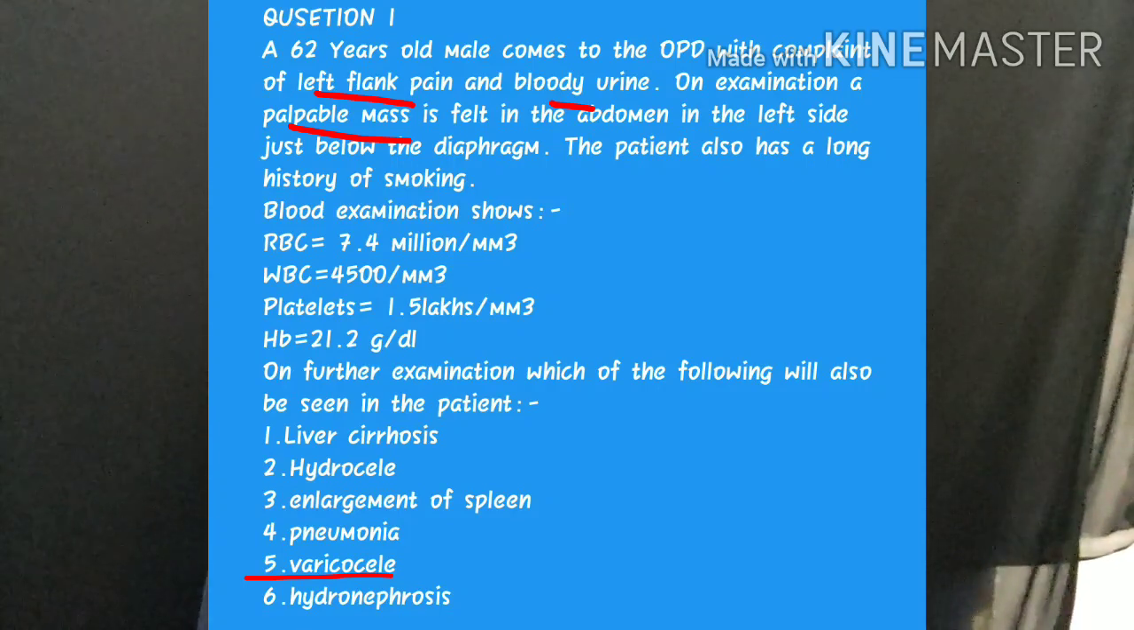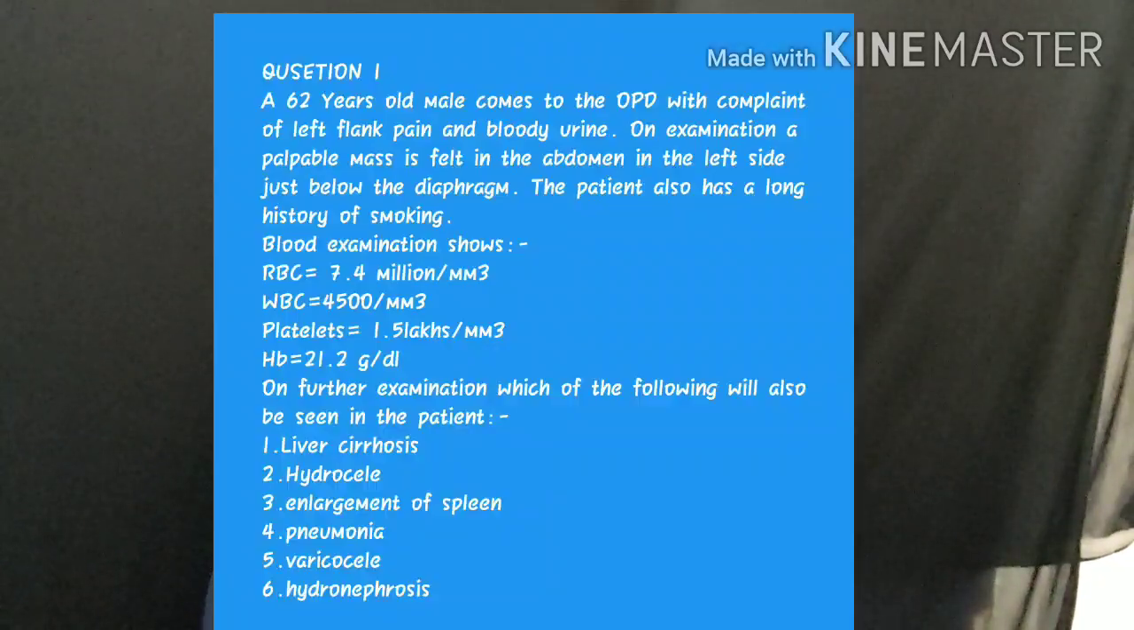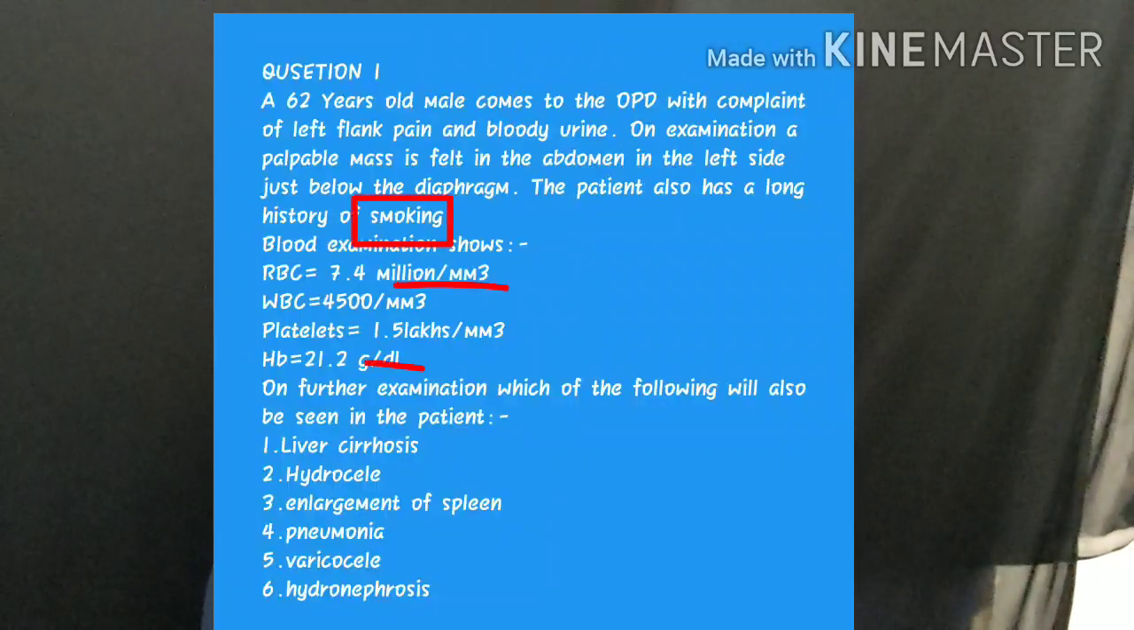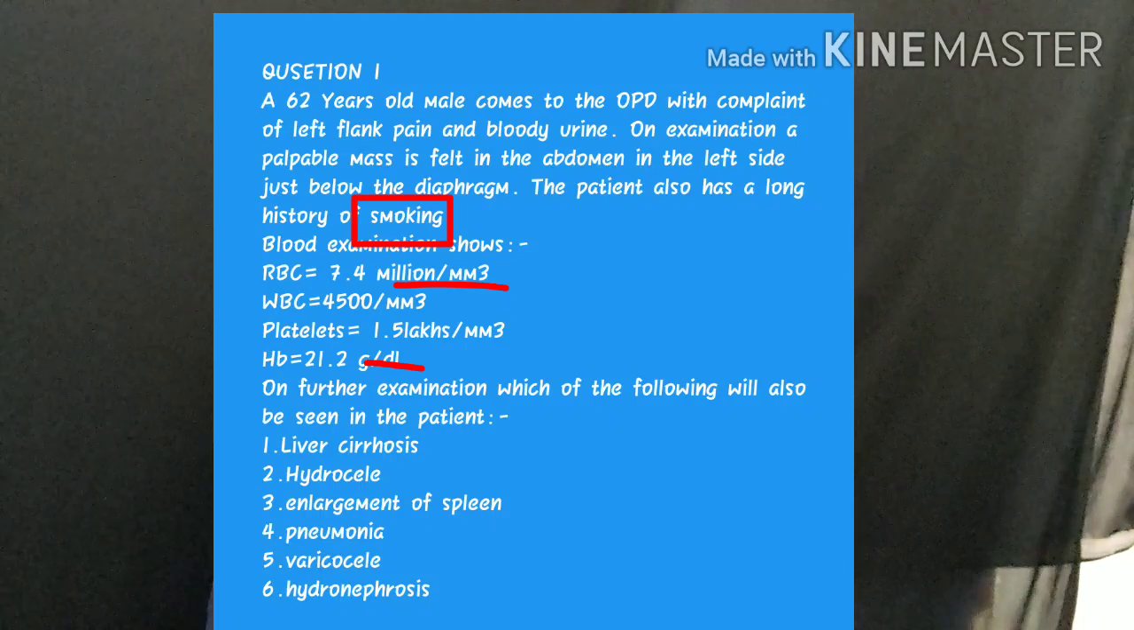Now these three things are a triad. First is left flank pain, bloody urine and palpable mass. These three things form a triad. This is a triad of renal cancer. Now there are many types of cancer in the kidney. So we don't know which type of cancer is this until we read the next line, that the patient also has a long history of smoking.